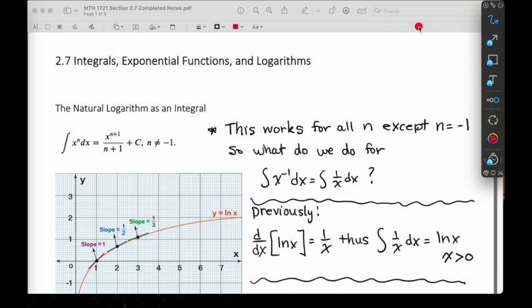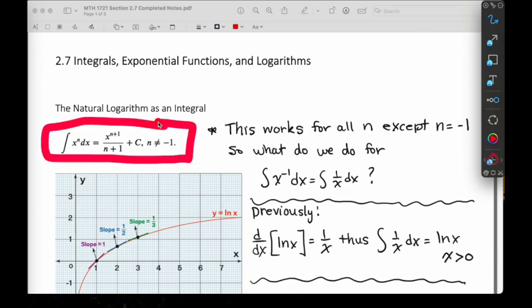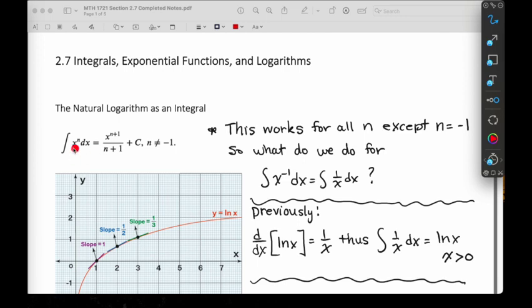So in Calc 1, we went over this rule here, the power rule for integration, where if we have some power function and we integrate, we add 1 to the exponent and then we divide by that n plus 1. And then, of course, we add in our constant. However, this will work for all values of n except for -1, because when n is -1, that's going to force us to divide by 0, and we all know what happens when we divide by 0, the world blows up, so we don't want to do that.